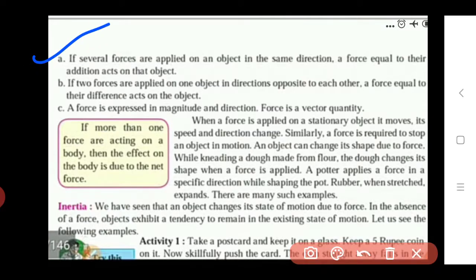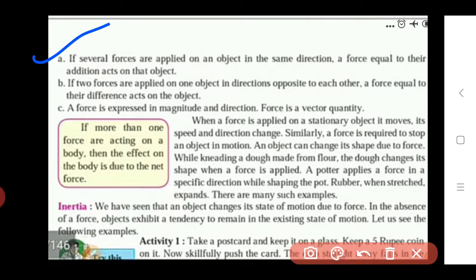If several forces are applied on an object in the same direction, meaning all the forces have the same direction, then how do we calculate the total force on that object? This force is equal to their addition. Here we have to add all the forces which act on that object in the same direction. So by adding all the forces we can get the magnitude of the resultant force.